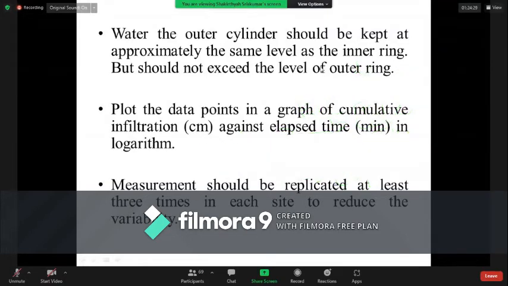Measurements should be replicated at least 3 times at each site to reduce the variability. Normally, we will take more readings to increase the accuracy. That's why we will take this reading at least 3 times at each site.